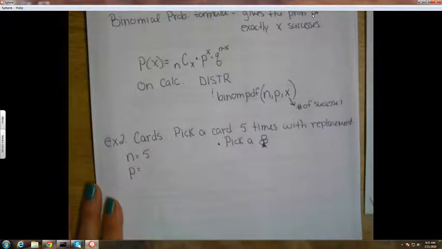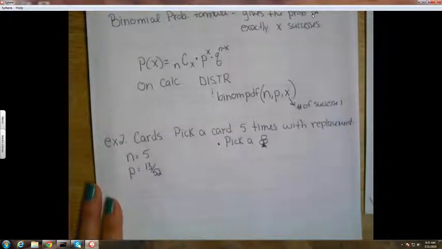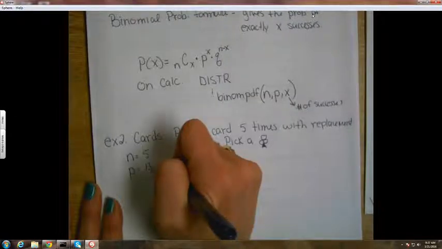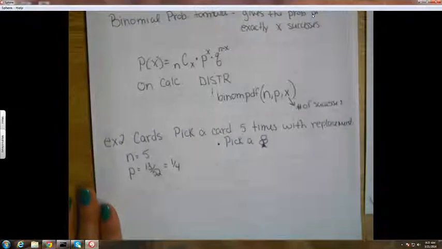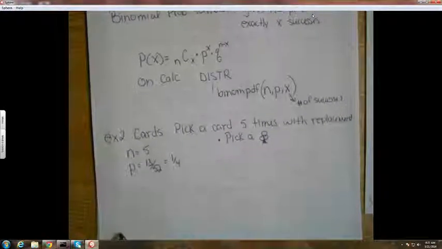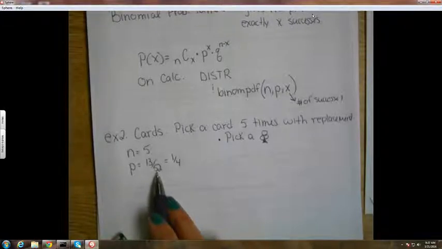13 out of 52. Or, what does that reduce down to? 1/4 of the deck. It's a quarter of the deck. Does the calculator care whether you put in 13 out of 52? Nope. 1/4 works.